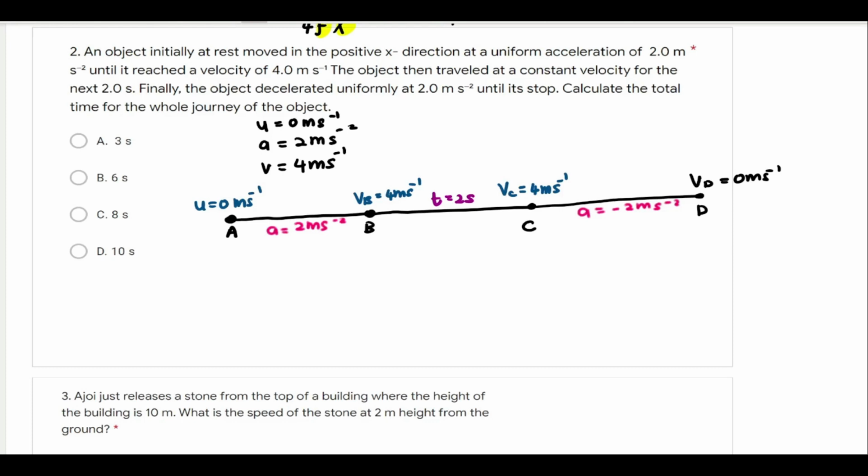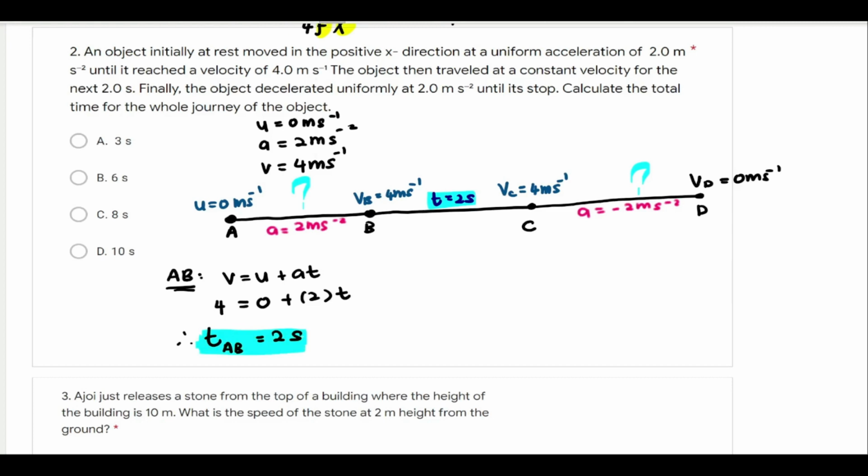So total time for the whole journey means that start from A to point D. Yang kita dah tahu masa yang diambil B ke C adalah 2 seconds. So tak ada masalah. Sekarang kita nak tengok berapa masa yang diambil untuk ini dan untuk ini. So we start with A to B first. Kita dah ada V, kita dah ada U, kita ada A. Then we can straightaway find T, where V is equal to U plus AT. V is 4, U is 0 plus A is 2, T. Therefore, time taken to travel from A to B is equal to 2 seconds. Okay, so kita dah dapat masa yang ini.